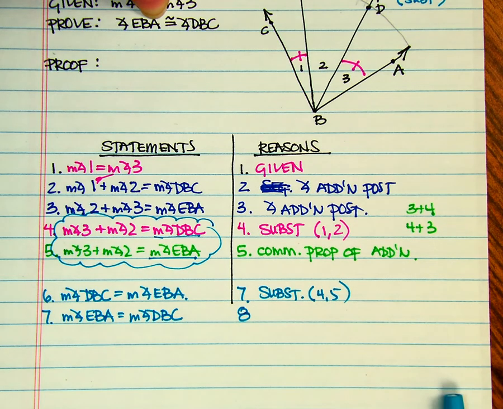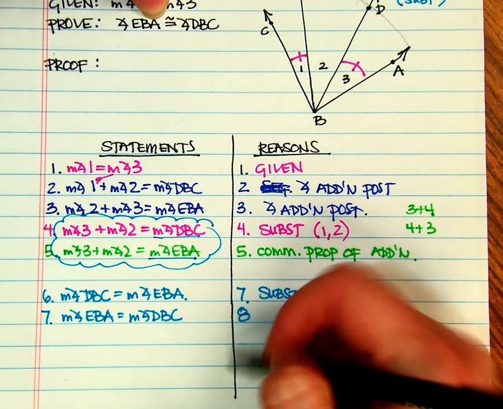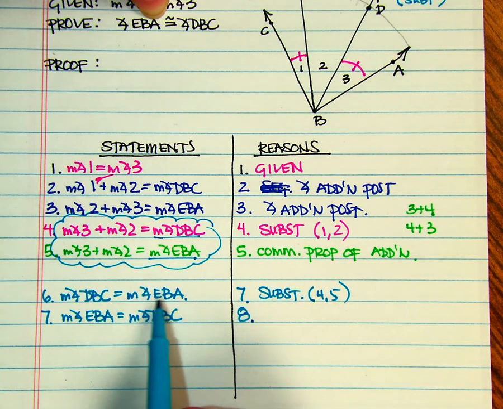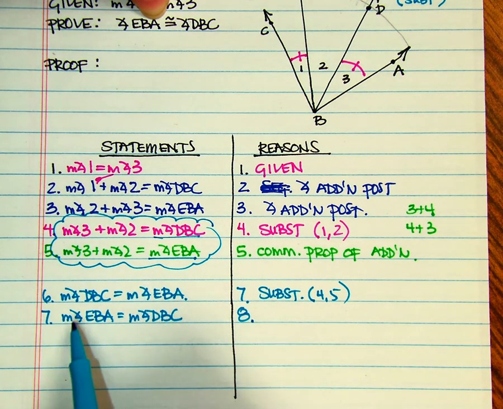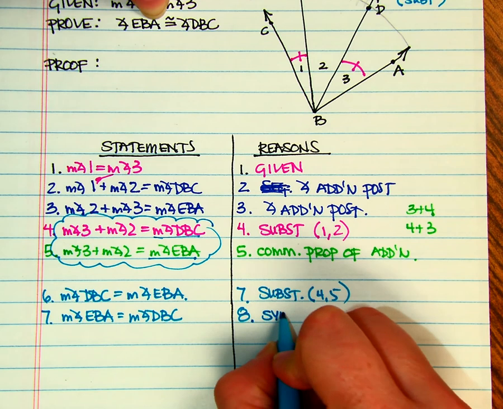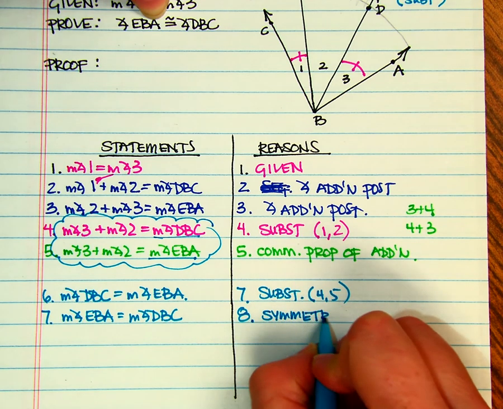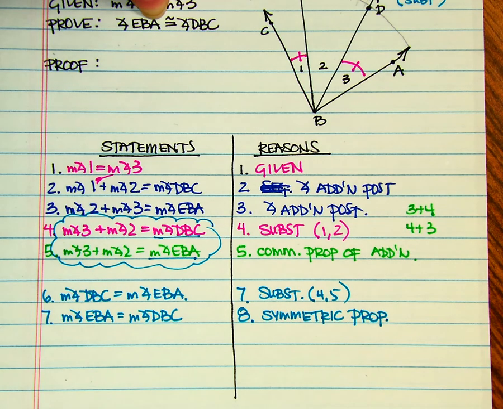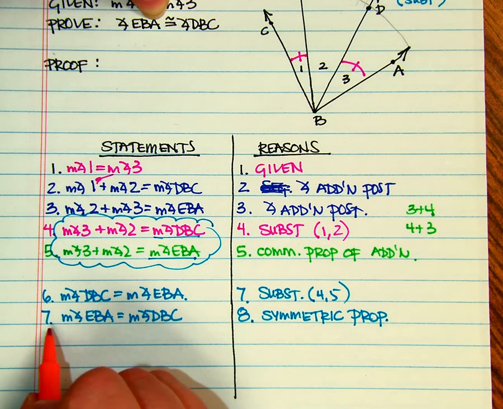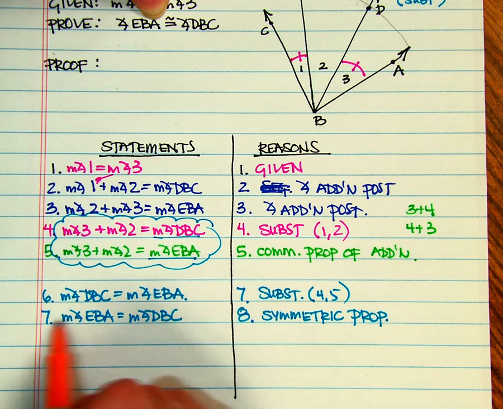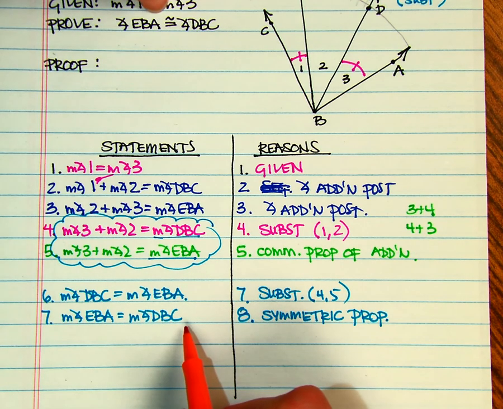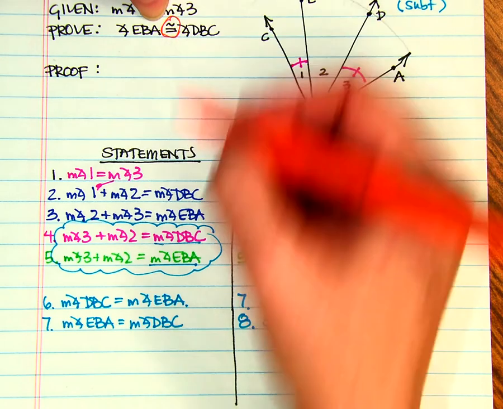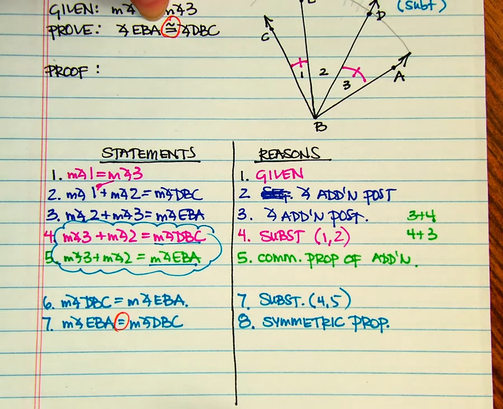I'm going to extend my graph a little bit. So what property says that I can take all my stuff on the right and put it on the left and vice versa? That would be the symmetric property. And I'm going to check again. Is my last statement, does it match my prove? That is also a no. Notice here I have a congruency symbol. Here I have an equal symbol.